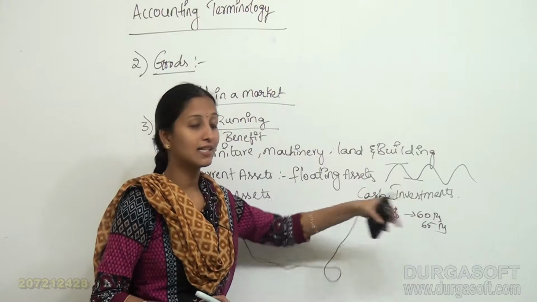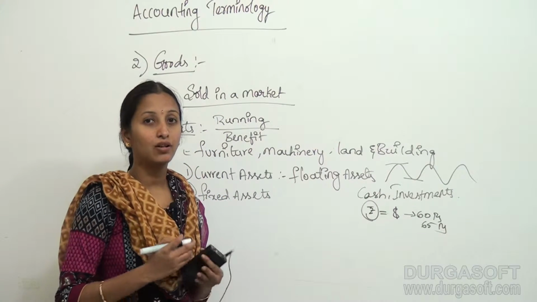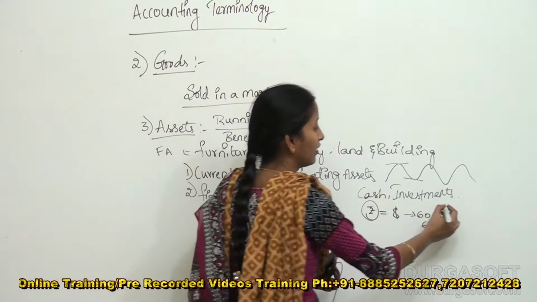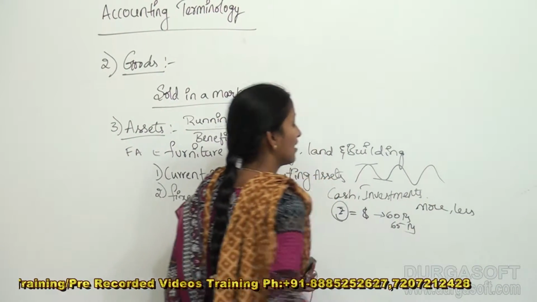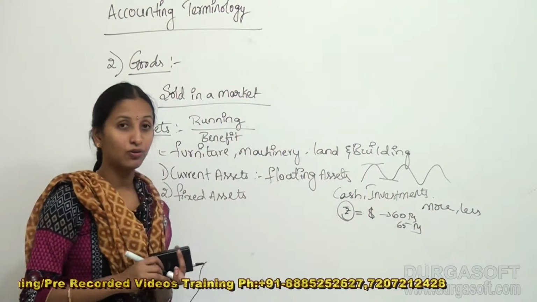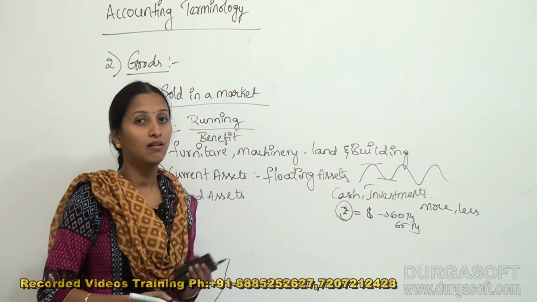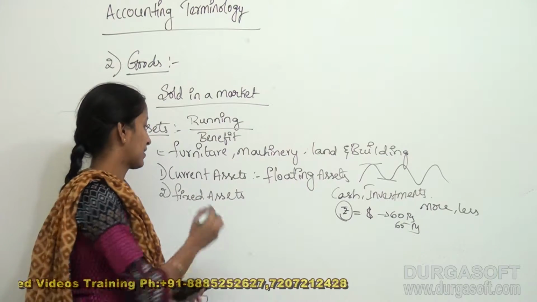And I already said investments. Owners will not always invest equally. In the first year they may invest more money, or else they can invest less money. There is no rule that every year they have to invest the same amount they invested the first time. Those type of assets are called current assets.